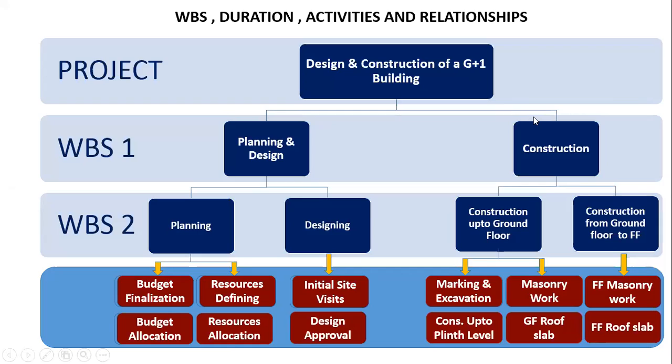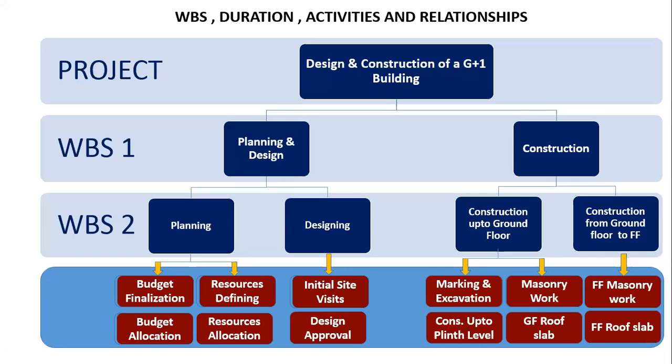Got it? Next, coming to the design part: initial site visits from the designer, whoever it may be. Then design approval, you need to get the design approval from the designer. After getting that structural and design approval, we need to go for construction. Planning and design, construction are also parallel activities. Why? Initially we can plan both easily, but the execution part will come in a sequential manner.